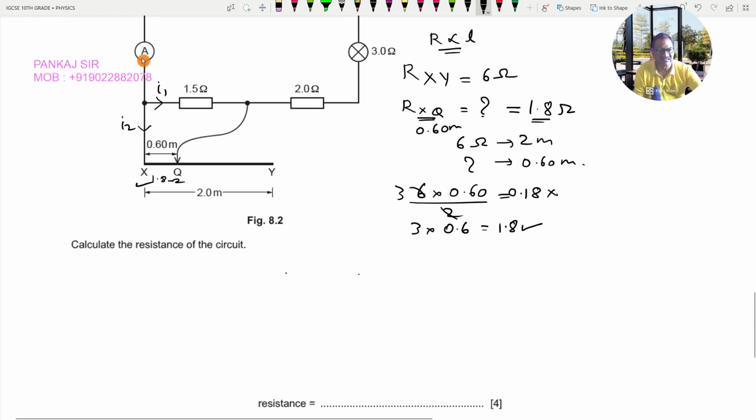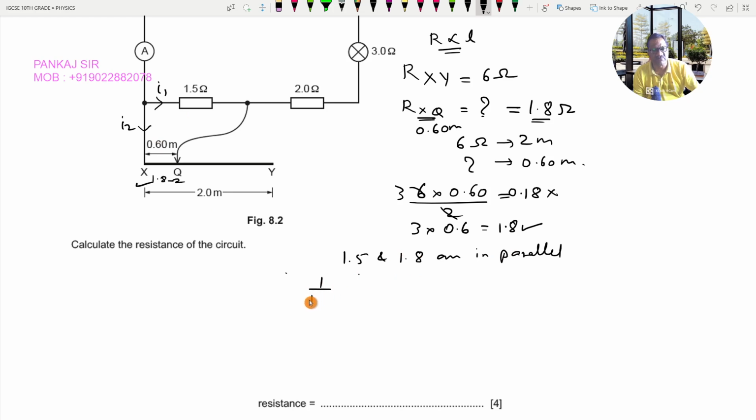Now, see, current is entering at this point, and it is getting distributed into two parts, I1 and I2. So these two resistances, this is 1.5 and the one we have just found out, that is 1.8, are in parallel, because the current is getting distributed between the two resistances, 1.5 and 1.8. So therefore, the two resistances are in parallel. So R equivalent will be equal to 1 upon 1.5 plus 1 upon 1.8.